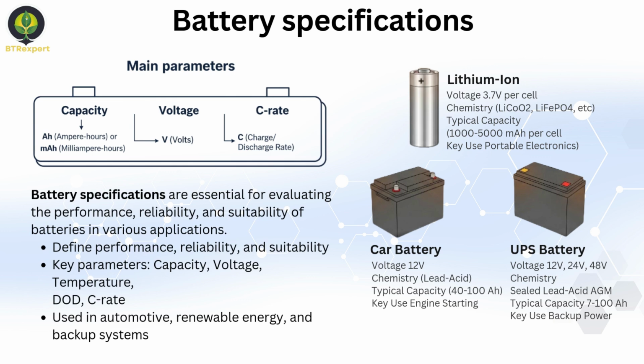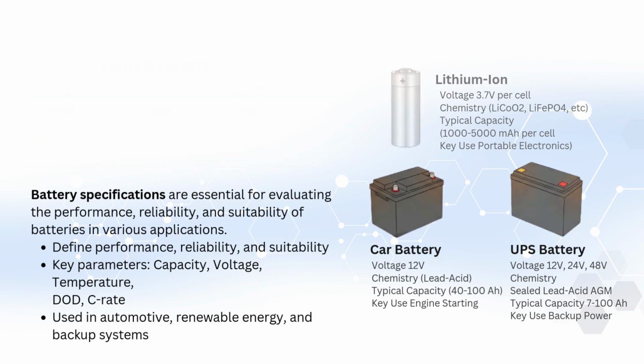Battery specifications are the foundation for evaluating how well a battery will perform, how reliable it will be, and whether it is suitable for a given application. The most important parameters include capacity, voltage, temperature effects, depth of discharge, and the C-rate. By understanding these values, engineers and users can select the right battery for their needs, whether that is starting a car, storing renewable energy, or providing backup power in critical systems. In short, battery specifications guide both performance expectations and long-term reliability.